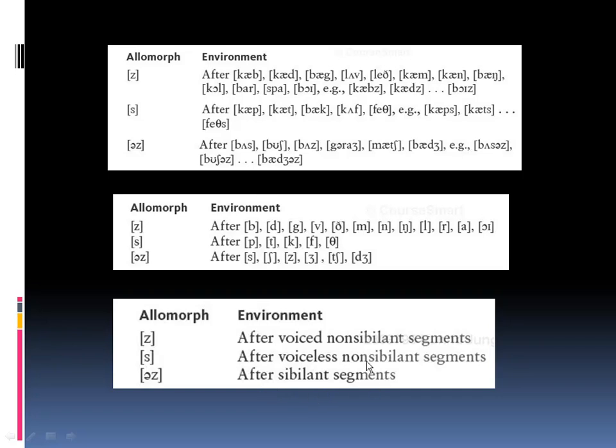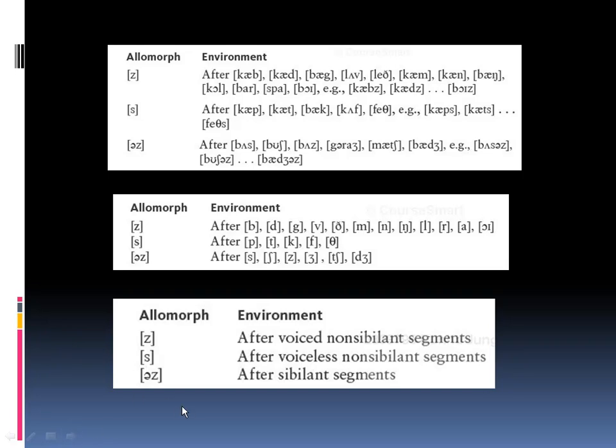Okay, so we eliminated sibilants. Now we're eliminating only voiceless sounds. These are all voiceless, non-sibilants. And then the rest seems to get the z sound. Okay, that's pretty good.